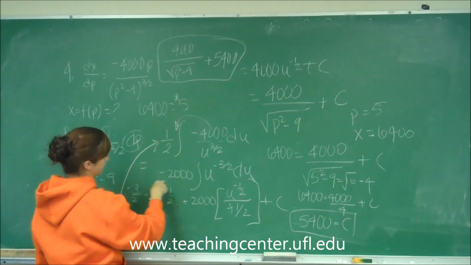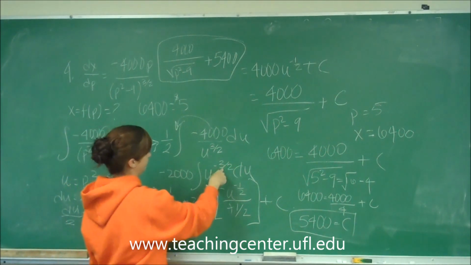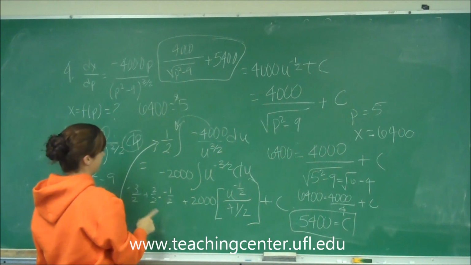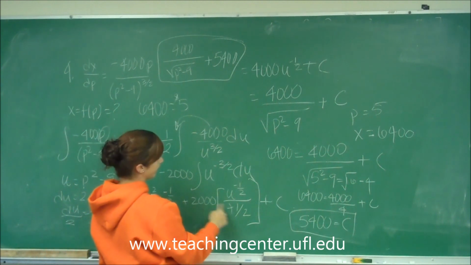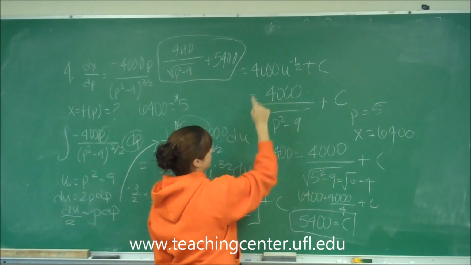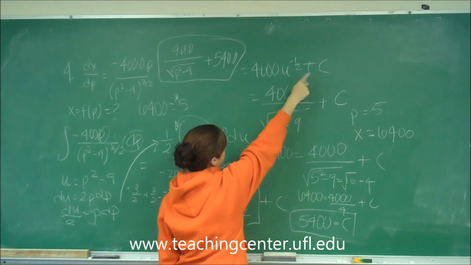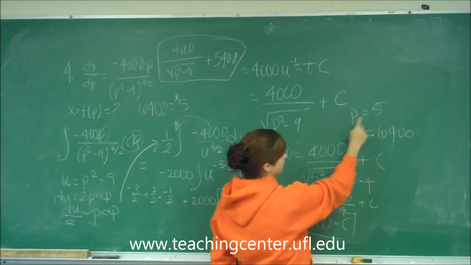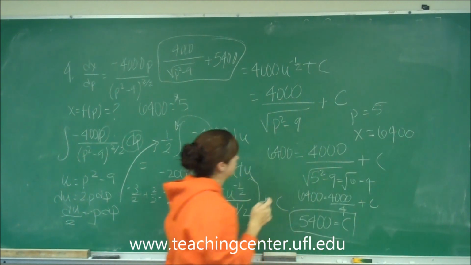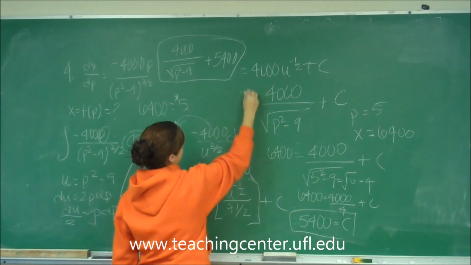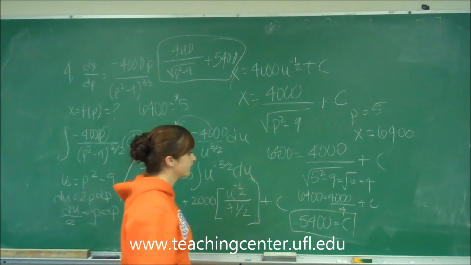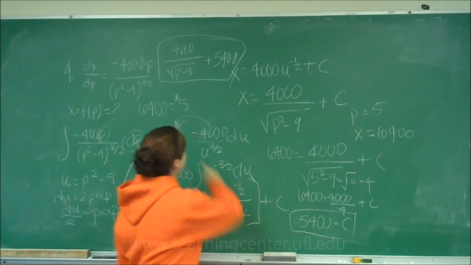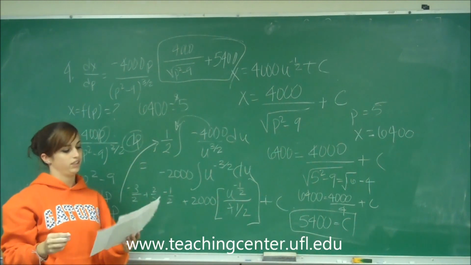So 4,000 over 2 is negative 2,000 u to the minus 3/2. I add 1 and divide by that number. So I get 4,000 over the square root, u to the negative 1/2, plus c. Plug u back in. They told us that p was 5 and x was 6,400. This is equal to x. Plug all my numbers in, solve for c, and write my final equation. And this is number 4.